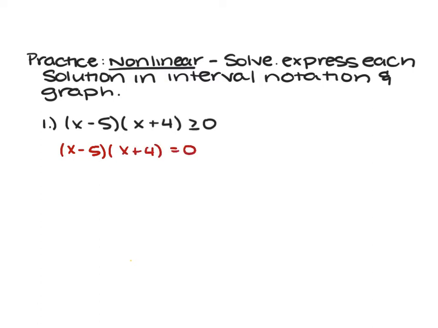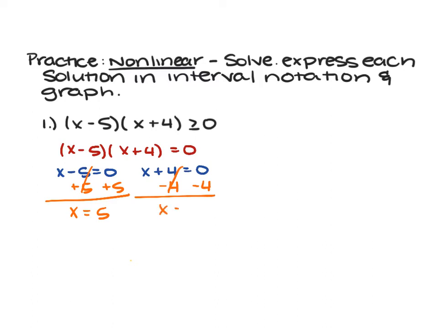And then separate it to where the x minus 5 is equal to 0, the x plus 4 is equal to 0, and then solve for the x. So add the 5. So x is equal to 5. Subtract the 4. X is equal to negative 4.